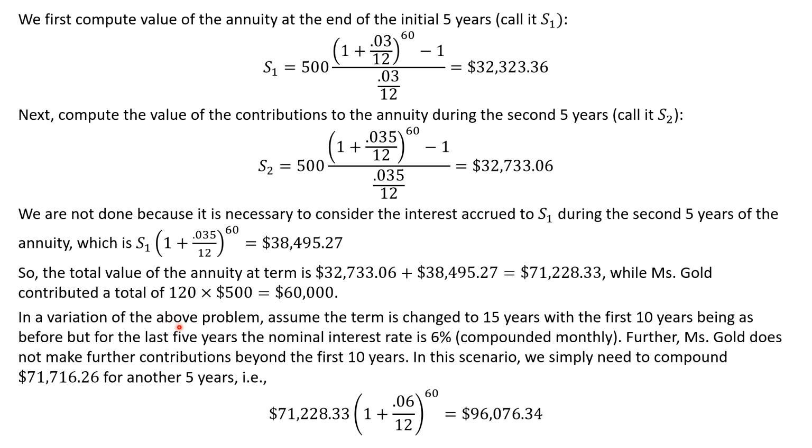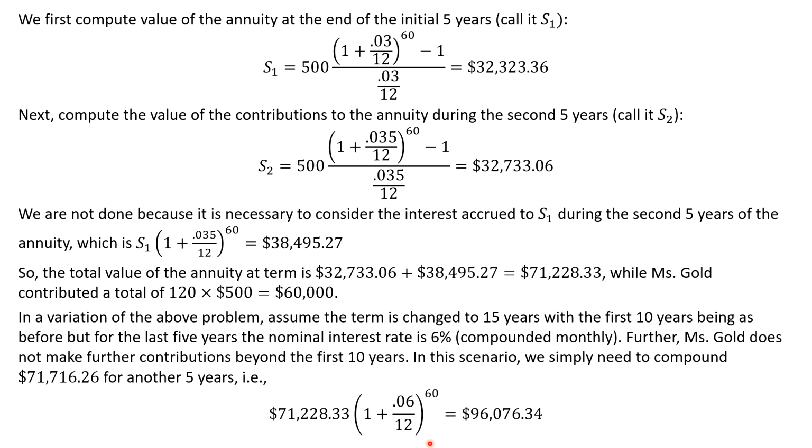In a variation of the above problem, assume the term is changed to 15 years, with the first 10 years being as before, but the last 5 years the nominal rate is 6% compounded monthly. Further, Ms. Gold does not make further contributions beyond the first 10 years. So the money is just being held for another 5 years before she starts cashing in, but it's still earning interest.